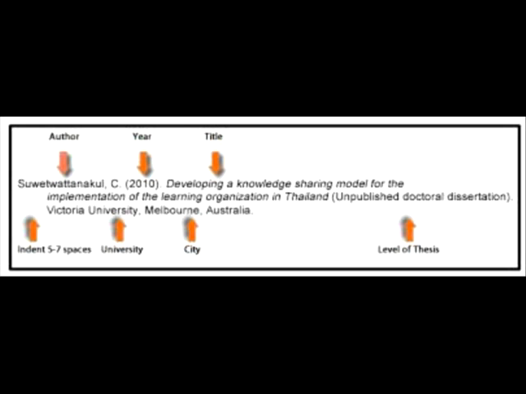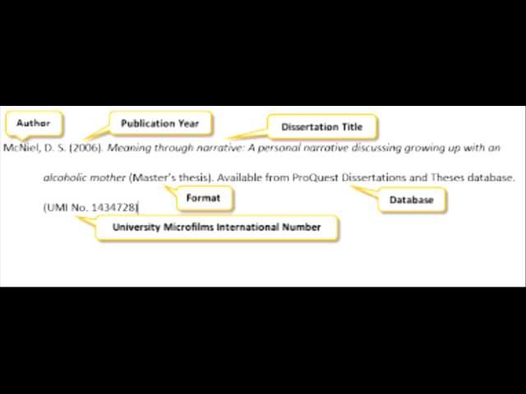Now another example, more examples. Surname of the author, comma, first initial, dot, second initial, dot, date in parentheses, dot, and the dissertation title. Then in parentheses we write master's thesis, available from ProQuest dissertation and thesis database. This is the database, not a URL, no university. In parentheses we mention the university, and the number, the international number for identifying and searching the dissertation.